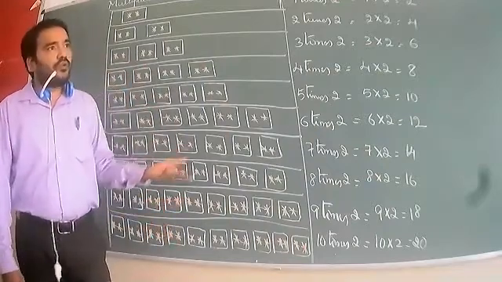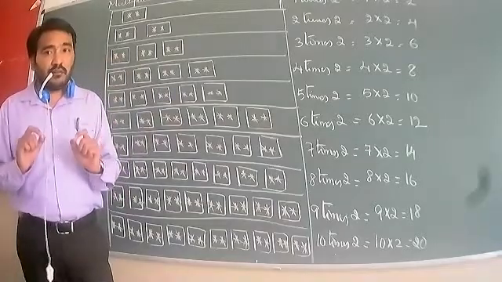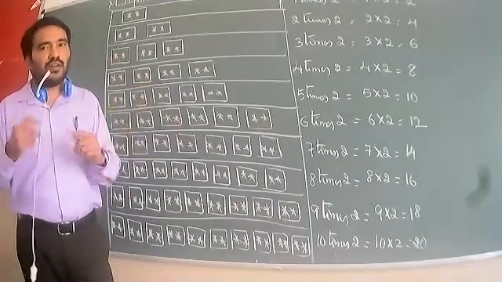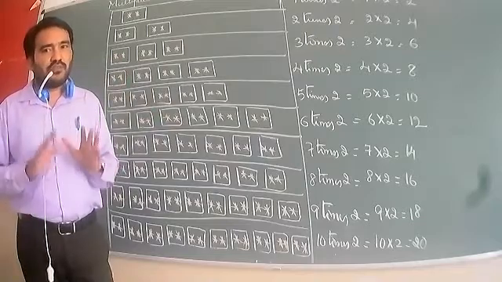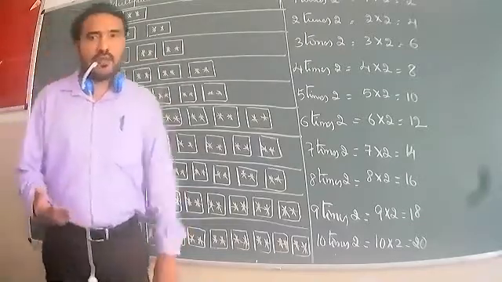Okay, now we can go to the number line. How to show multiplication on the number line? Just one example, 2 and 3, I will show that. The table of 2 on the number line. Okay, now I will go.